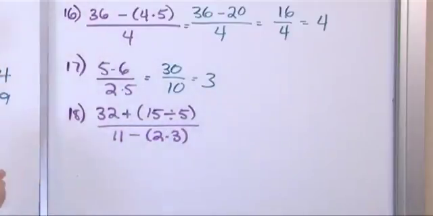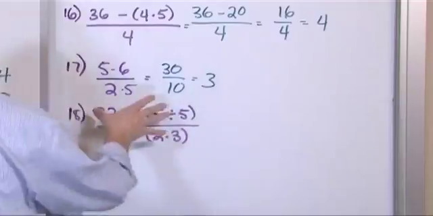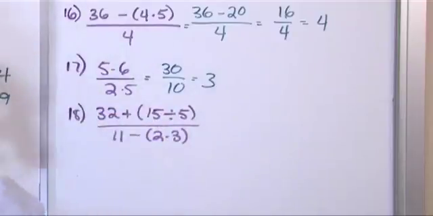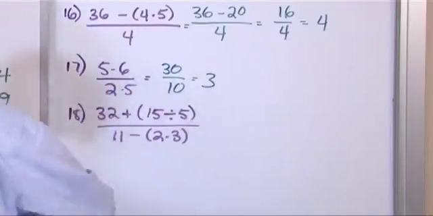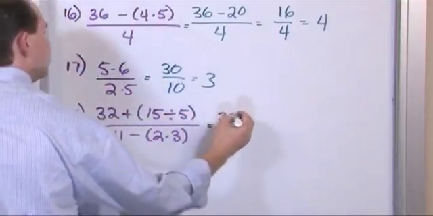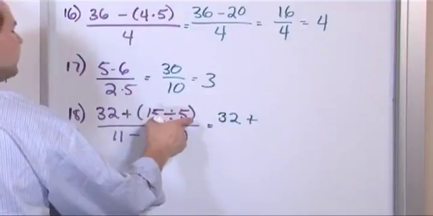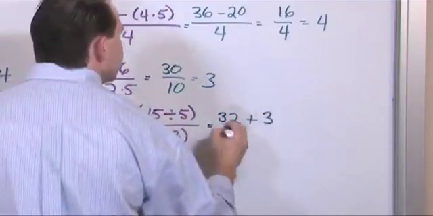You might look at this and start to worry, but if you just break it into logical chunks, it's easy. You have a fraction here. You envision invisible parentheses here and here, so we're going to work on the top and the bottom separately. Inside the top, we have parentheses. We must do that first. So what we're going to have is 32 plus, and then we do this guy right here. 15 divided by 5 is 3.